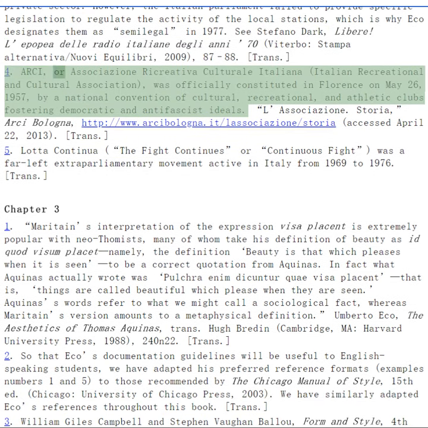4. ARCI, or Associazione Ricreativa Culturale Italiana, was officially constituted in Florence on May 26, 1957, by a national convention of cultural, recreational, and athletic clubs fostering democratic and anti-fascist ideals.